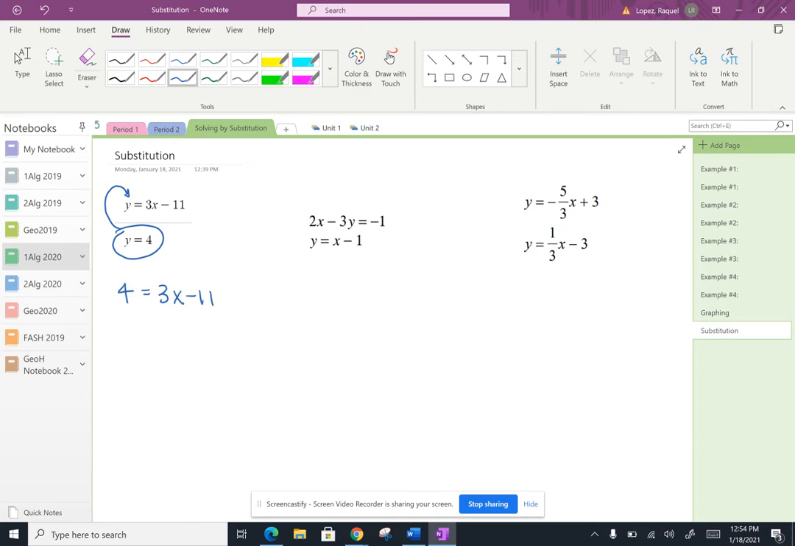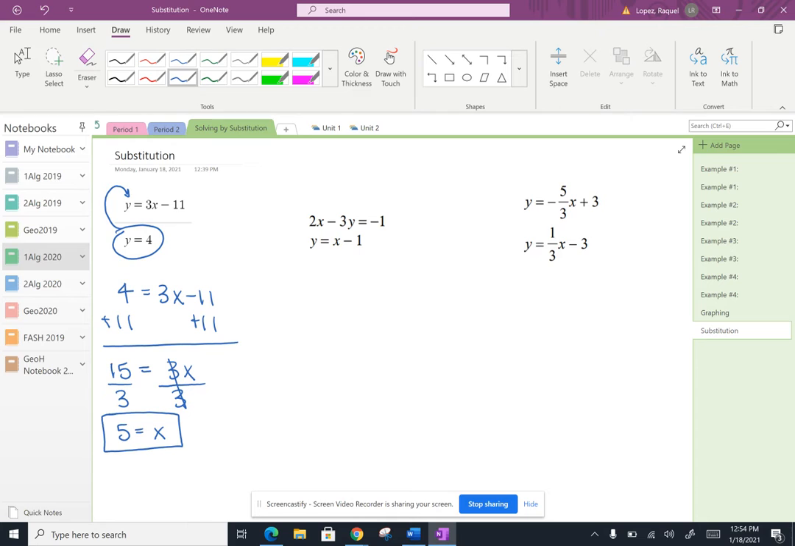And once I've got that set up, I can go ahead and solve using basic moves. The first basic move I'm going to do is add 11 to both sides because I'm working towards getting x by itself. 4 plus 11 is going to give me 15. So I now have 15 equals 3x. The last basic move I'm going to do is divide both sides by 3. 15 divided by 3 is going to be 5. So we get 5 equals x.